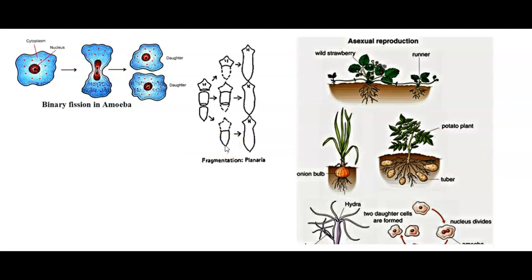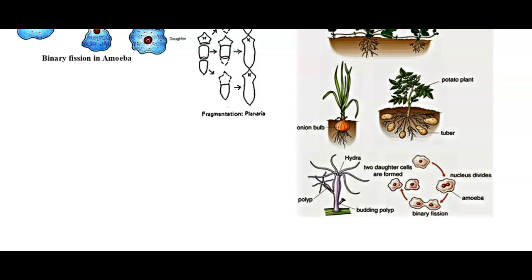So that's fragmentation. Some plants use asexual reproduction. If you ever have grown strawberries, right, they have little runners. Onions, potatoes, if you ever had a potato and you forgot about it and you see these little tubers growing on it. Hydras, right, they have these little polyps that just break off and become a new one.